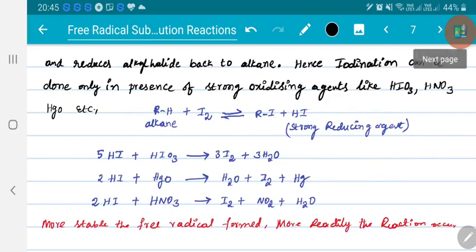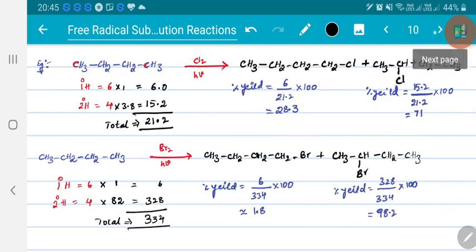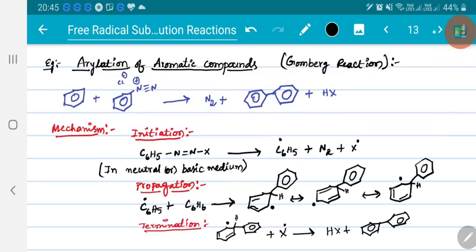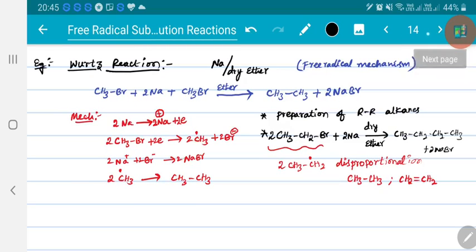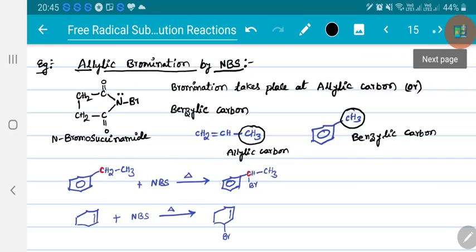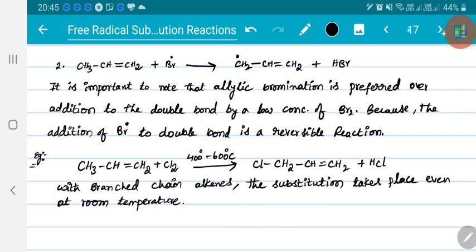Then we have gone for arylation of aromatic compounds. This also follows a free radical mechanism, the Gomberg reaction. Next, Wurtz reaction. This is also a free radical mechanism, forming alkanes. Another type, by using NBS, N-bromosuccinimide. Bromination occurs at allylic carbon and benzylic carbon. Same allylic and benzylic substitution occurs in another case when high temperature is used. Instead of NBS, if you use bromine at high temperature, then also it is possible.